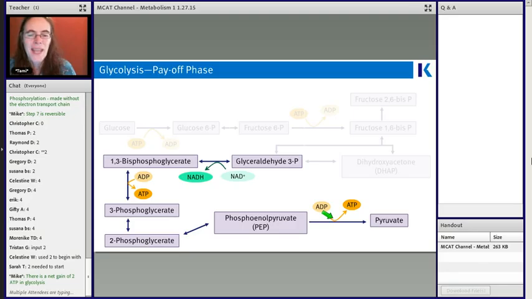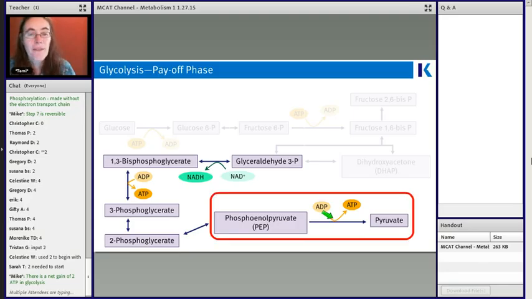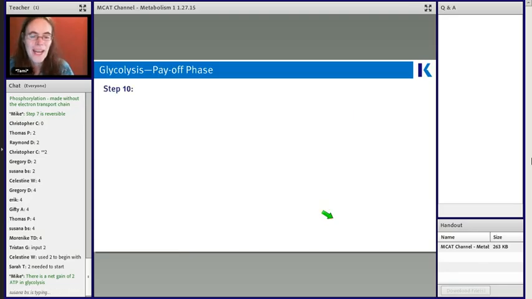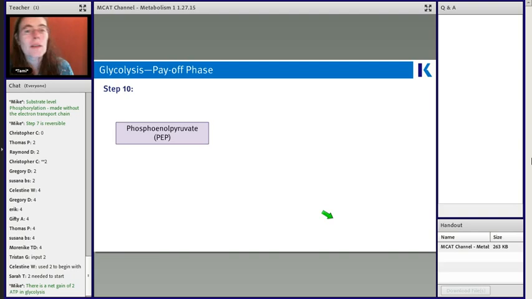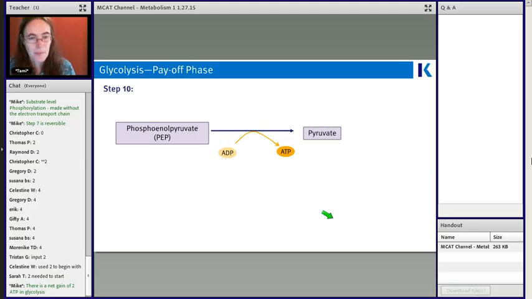All right. Let's look at our final step here. In this final step 10, what we have is our phosphoenol pyruvate. Again, I should be thinking enol, keto. Okay, so I should be thinking about that tautomerization. Here, I make my ATP. So I'm pulling off that phosphate, and I'm making pyruvate. Okay, pyruvate is the last step in glycolysis.